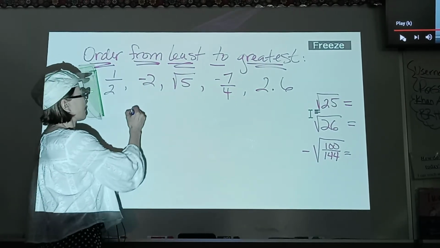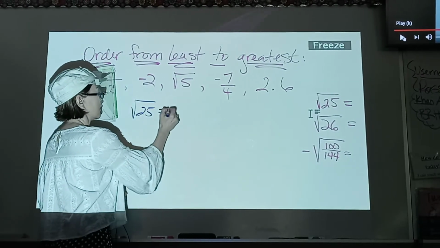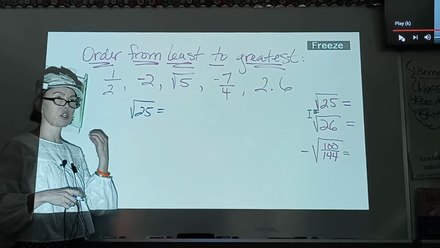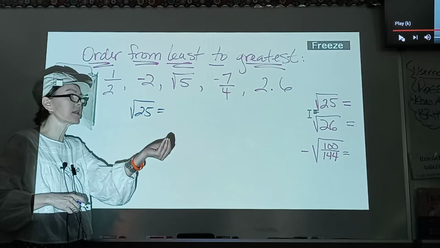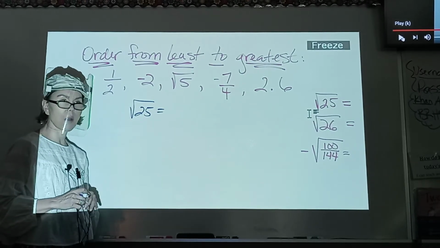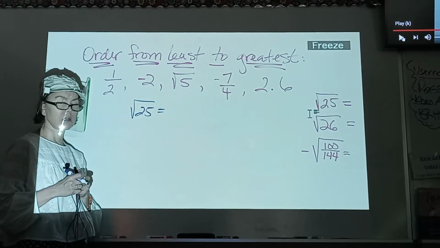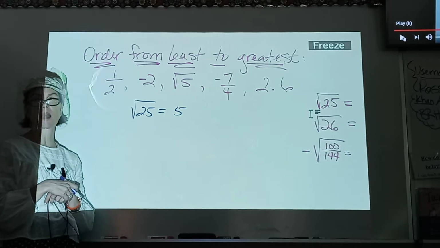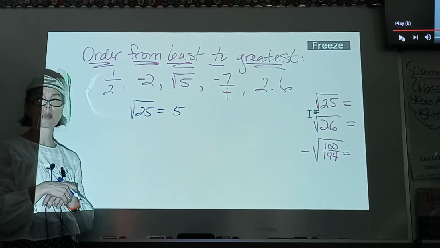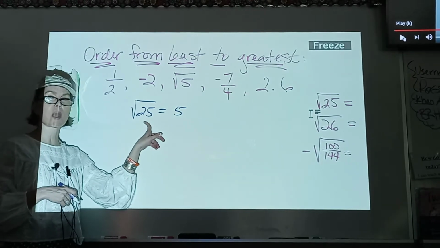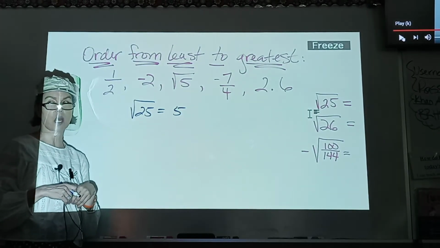Okay, so let's say radical 25. Okay? What does that mean? What is the square root of 25? The question you need to ask yourself is what times what gives you the number that's inside? Well, that's going to be 5. 5 times 5. So the square root of 25 is 5. Now, that's a perfect square. 25 is a perfect square because our result was a whole number.